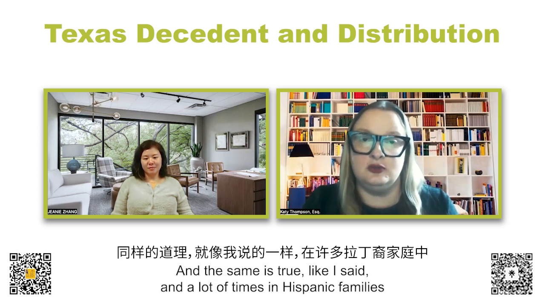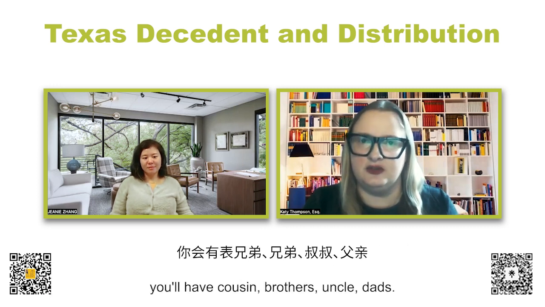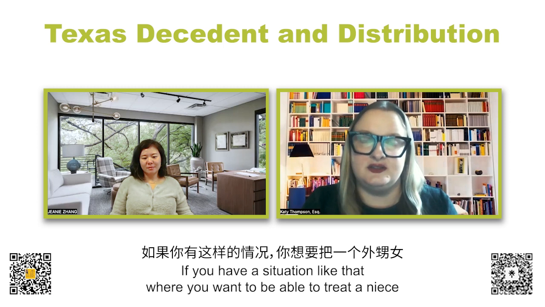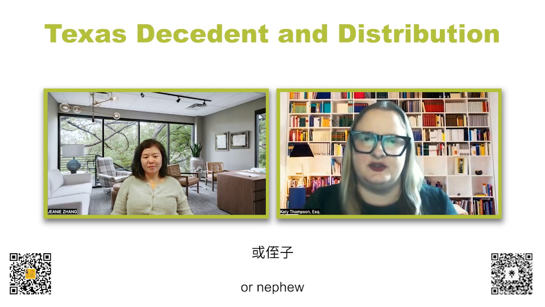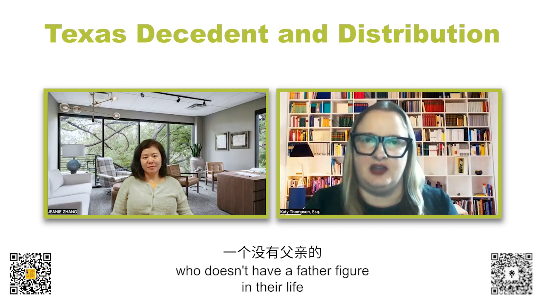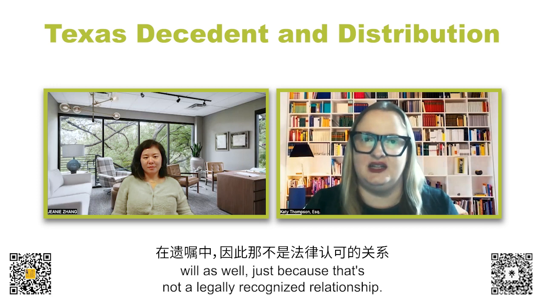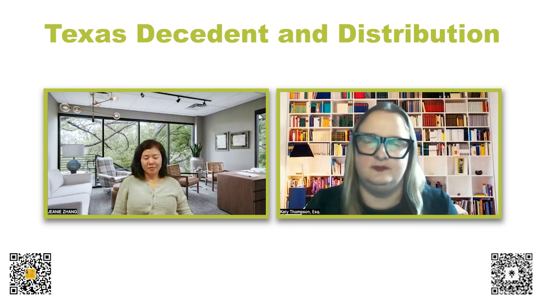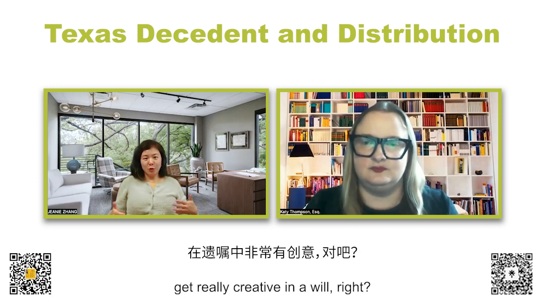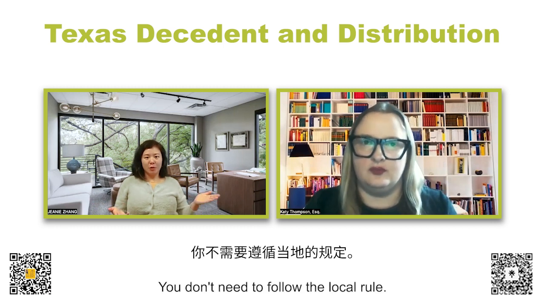And the same is true, like I said, in a lot of Hispanic families, where you'll have cousin brothers, uncle dads. If you have a situation like that where you want to treat a niece or nephew who doesn't have a father figure in their life as a child, you need to codify that in a will as well, just because that's not a legally recognized relationship. So you can get really creative in a will, right? You don't need to follow the local rule.